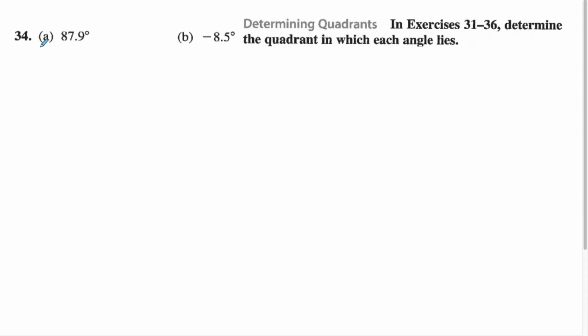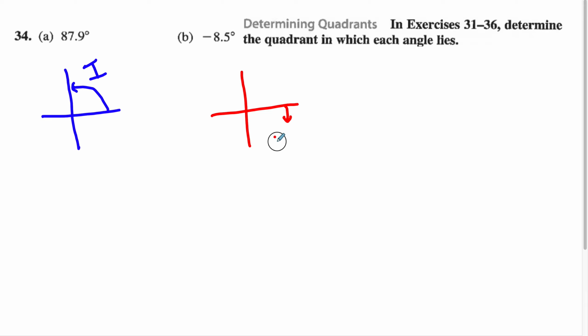Determining quadrants. Okay, 87.9 degrees. We assume that this is standard position, so we're going to go this way, 87.9, which is not quite 90. This is in quadrant 1. Okay? Negative 8.5. Also assume standard position, but we're rotating negative, that is clockwise. So this is in quadrant, let's see, this is 1, 2, 3. This is in quadrant 4.